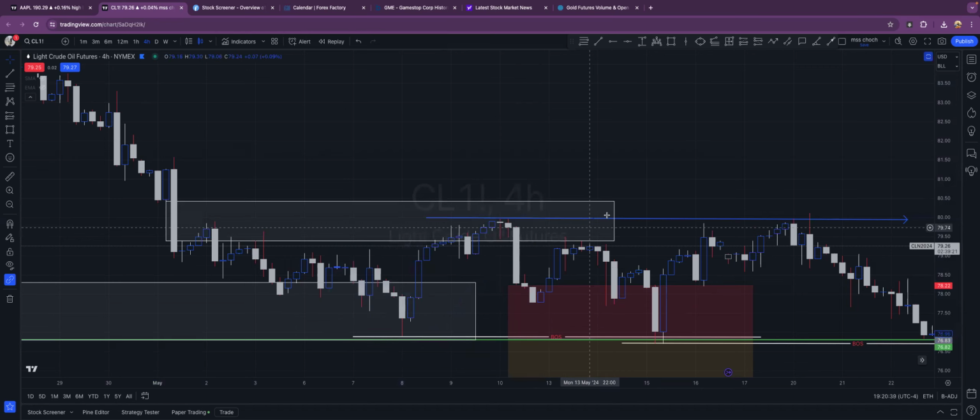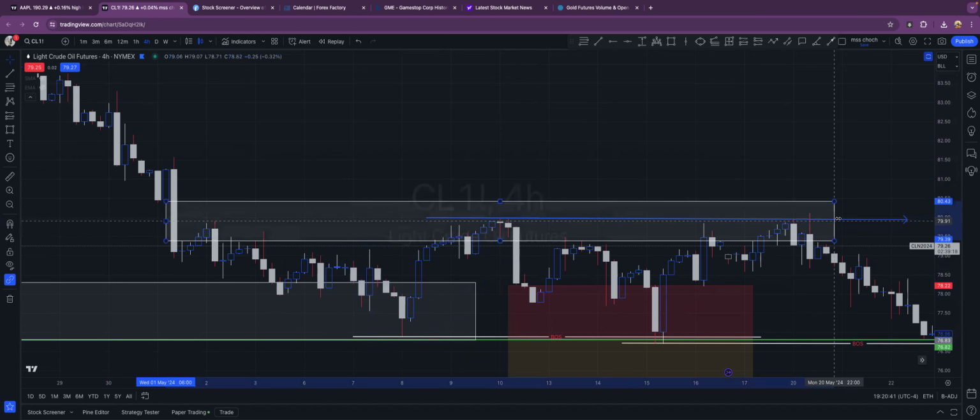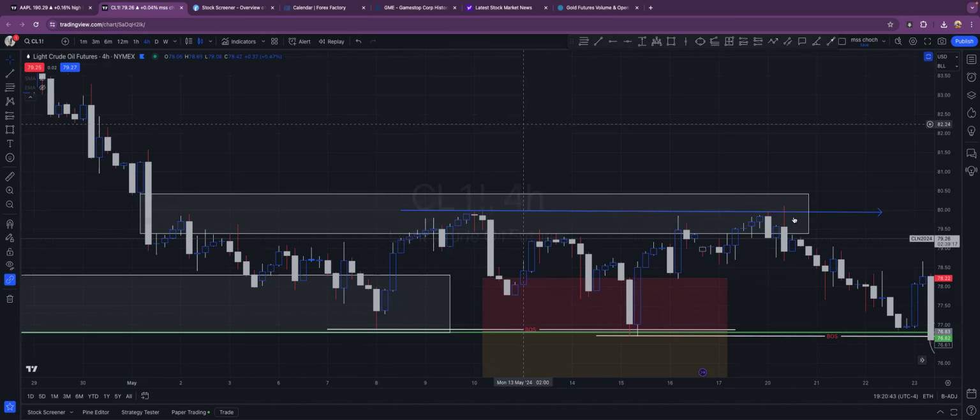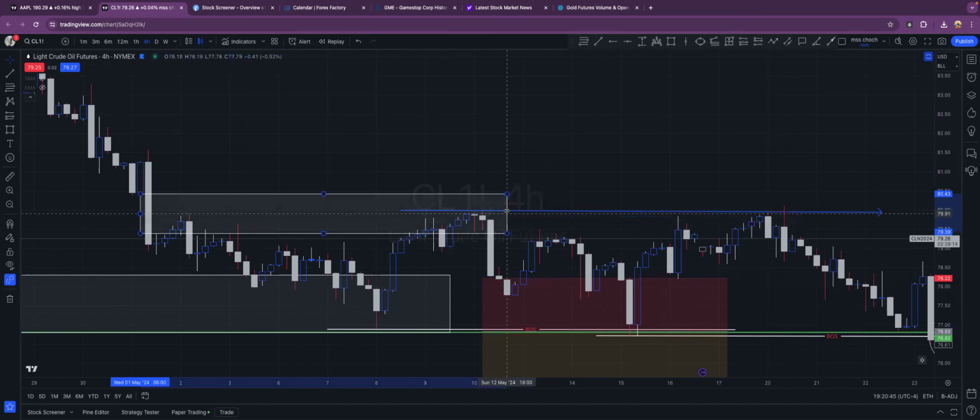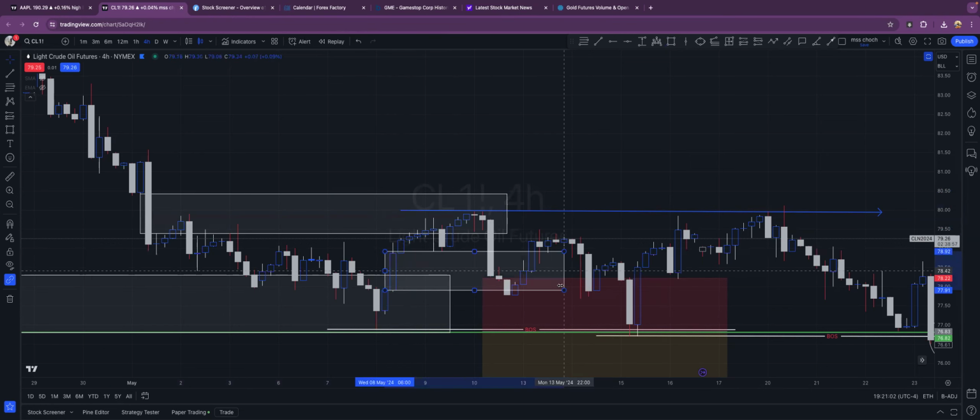Right. Once they came back into that fair value gap, we can drag that out because this is actually very relevant later on. So what did they do? They dropped down. They didn't quite displace price back to the downside, but they rebalanced price here. So now you have a rebalance zone here that they focus on, right?